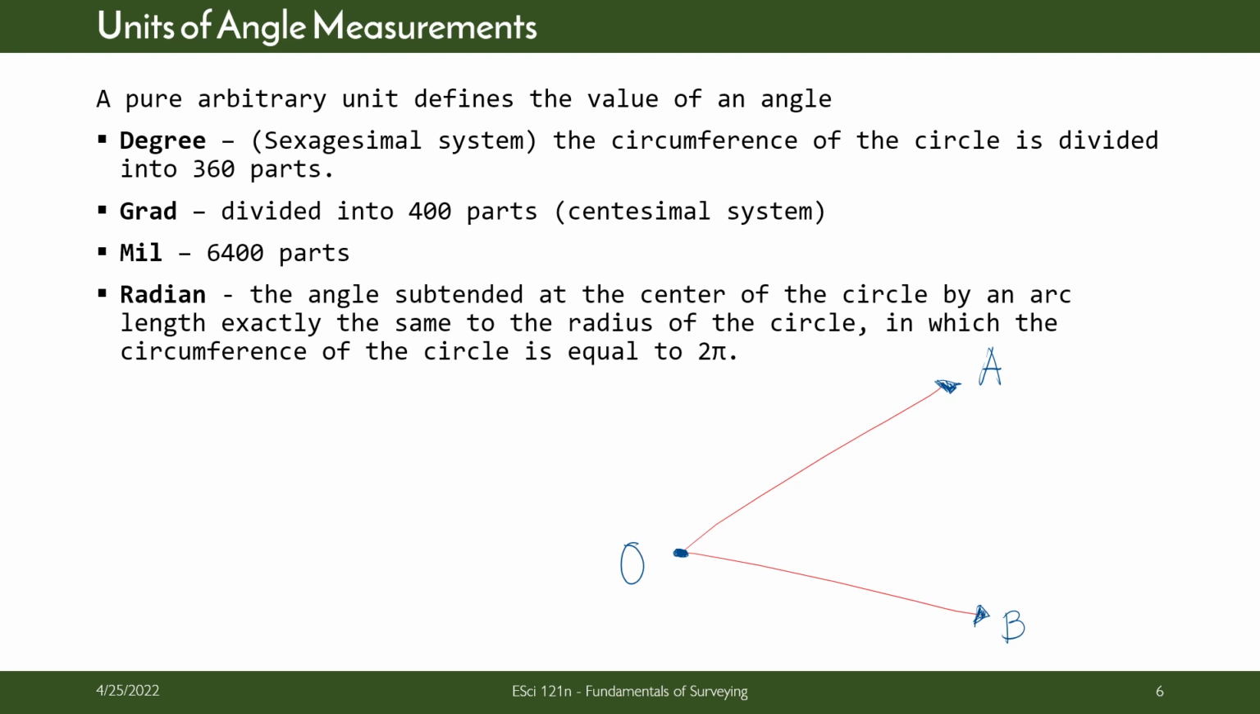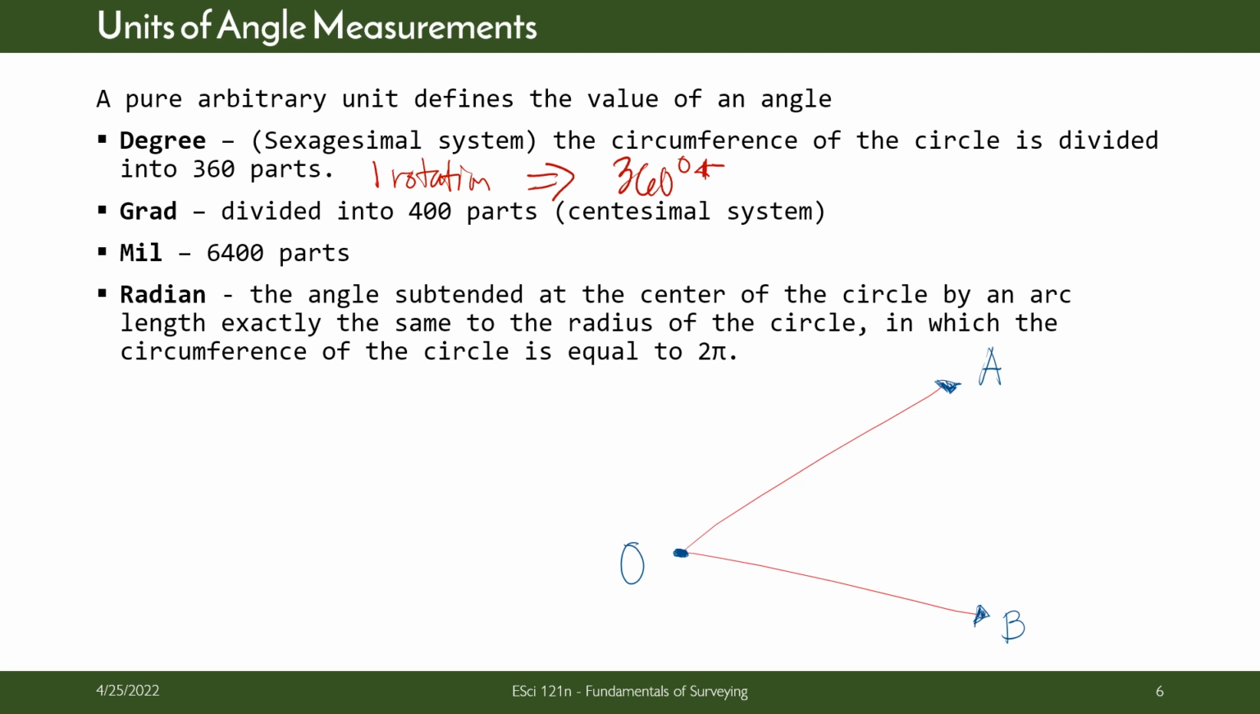Since we are talking about angular measurements, it's important to identify these angles. First we have the degree, which is in the sexagesimal system, meaning that the circumference of the circle is divided into 360 parts. So one rotation is equivalent to 360 degrees. This is your symbol for degrees.